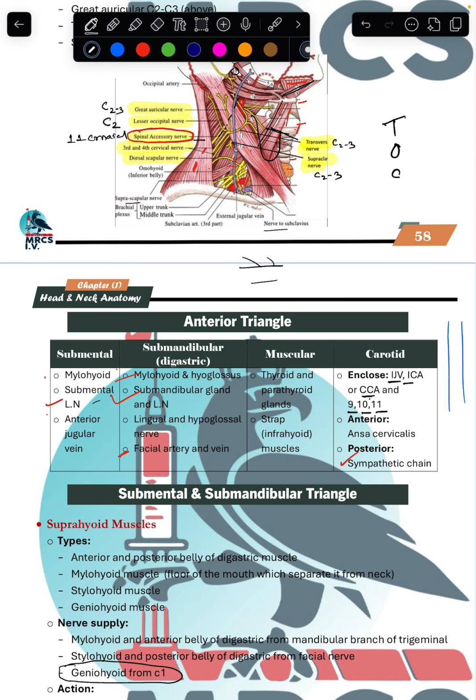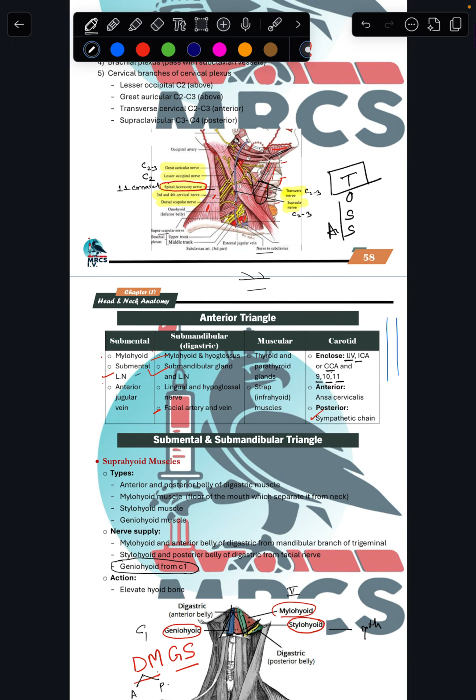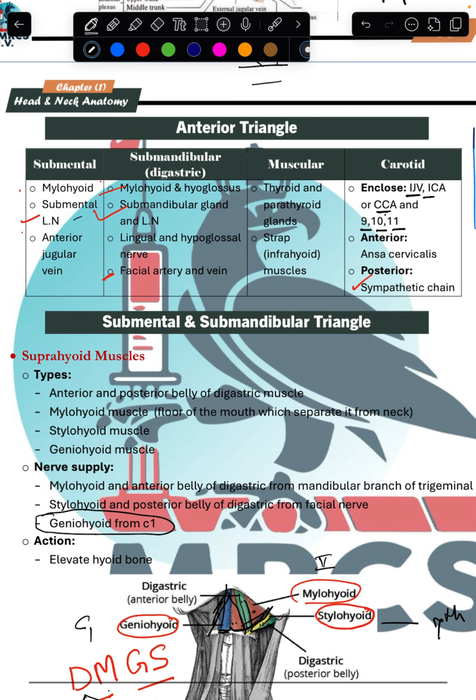You get TOS, thyroid, omohyoid, sternohyoid and sternothyroid. So except T, thyrohyoid, which is supplied by C1 along with the hypoglossal, all the muscles are supplied by ansa cervicalis. 2 other important triangles are submental and submandibular, just below the mandible.